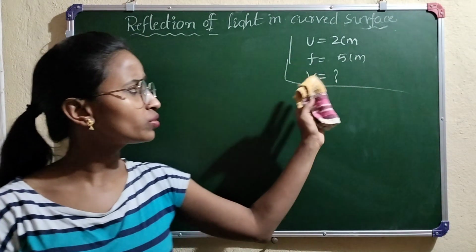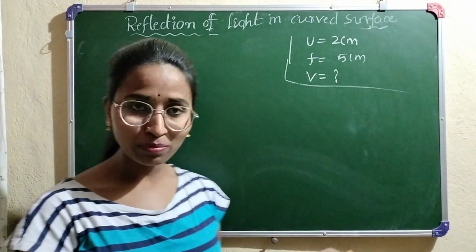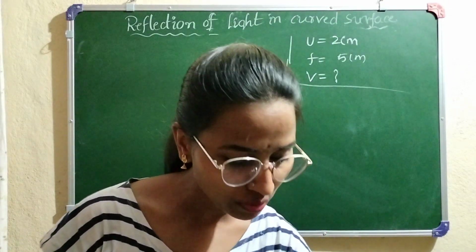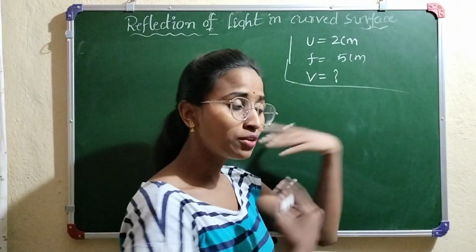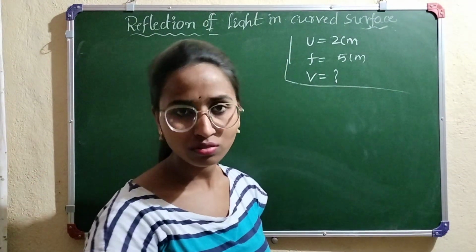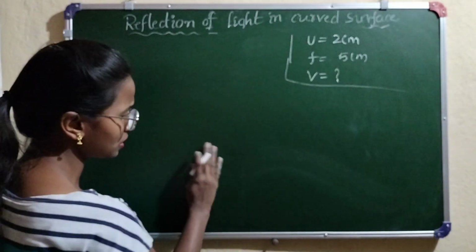Okay, so you can please try. V will be positive or negative? You just have to comment below. You have to comment below which type of image we have, whether it is forming in front of the mirror or behind the mirror. We can predict based on the sign. Am I clear? So now see.